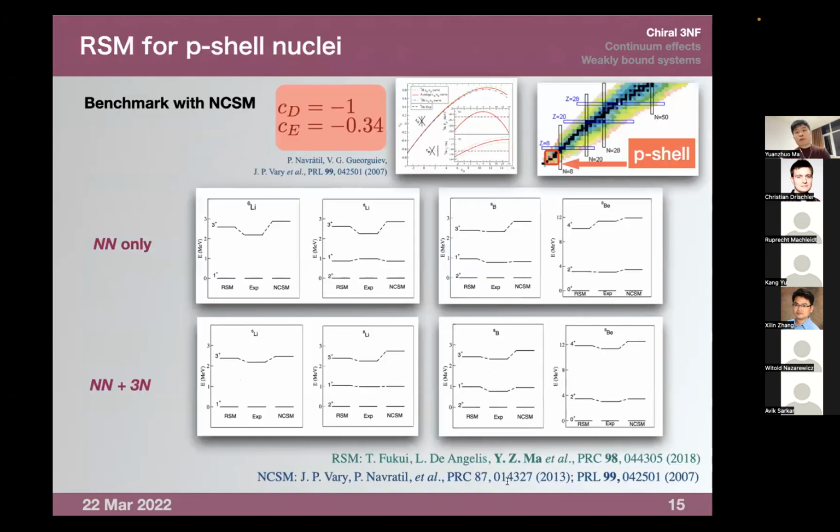So equipped with those tools, we can do some real-world calculation. Here we choose the light p-shell nuclei for our testing ground and benchmark with local shell model calculation. Among those figures, on the left column is our result with and without three-nucleon force. Experimental data is in the middle, and the calculation of the local shell model is on the right.